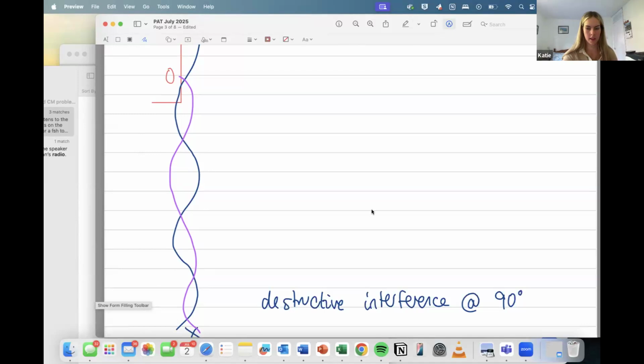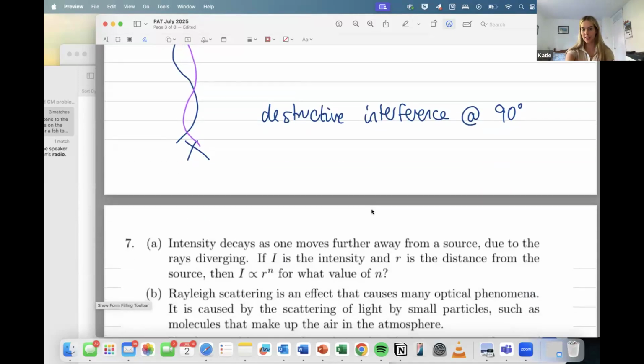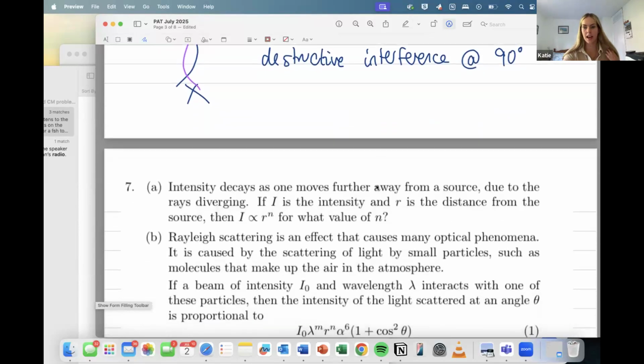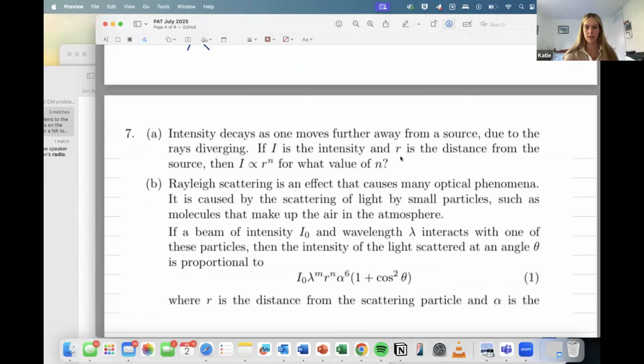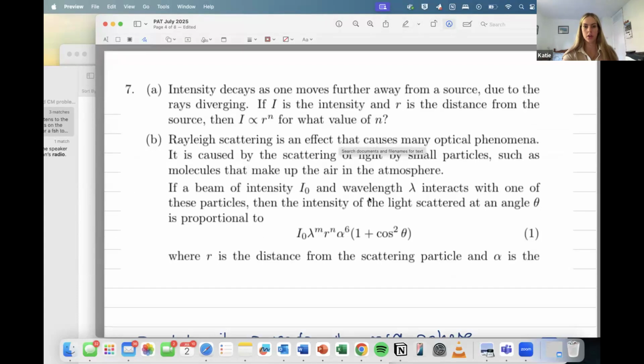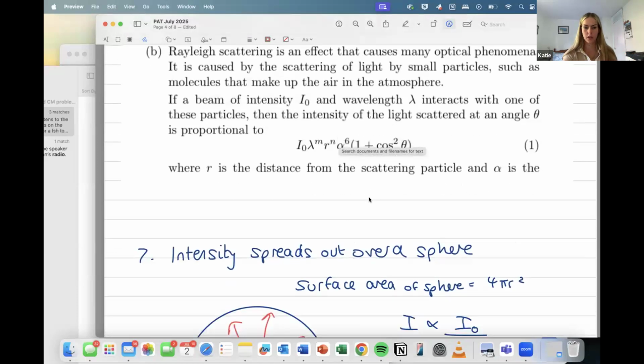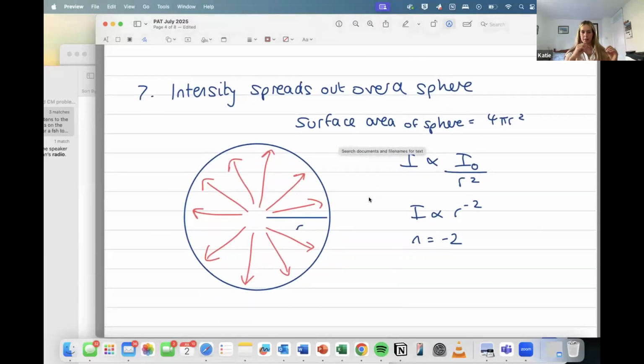Okay, so we're going to move on to question 7 now. The first part should be something that you've seen before, so intensity and how it changes as you move away from the source. If you think about a source emitting in all directions, in this case light is emitting over the surface area of a sphere. So it's spread out equally because it's emitting equally in all directions. If it started at a point in the middle and then it's being spread out over the surface area of a sphere, we can think about dividing by this area to work out the new intensity at this distance.